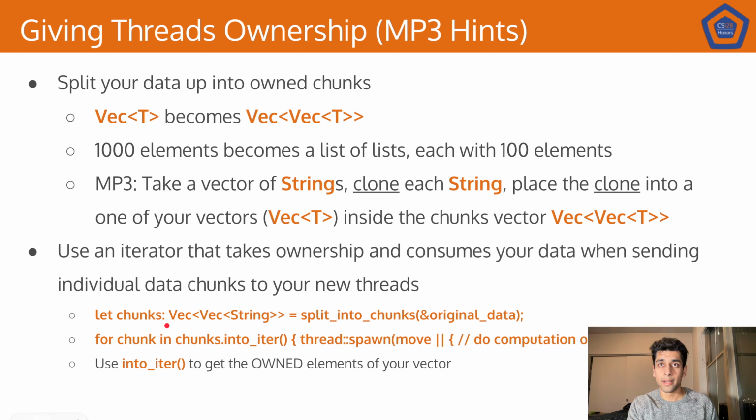So this is sort of 2 lines of code that you should have in your function that spawns threads. You call split into chunks, and then you iterate over chunks and call thread spawn. So hopefully this gives you a good start on MP3. I'll keep this lecture short. It's meant to be sort of catch up and review and hints on how to proceed. Hope it helps. Take care.